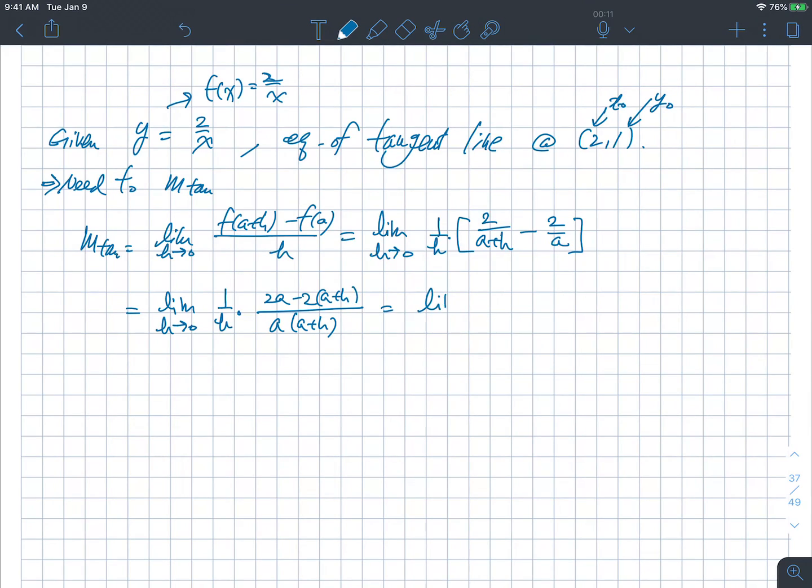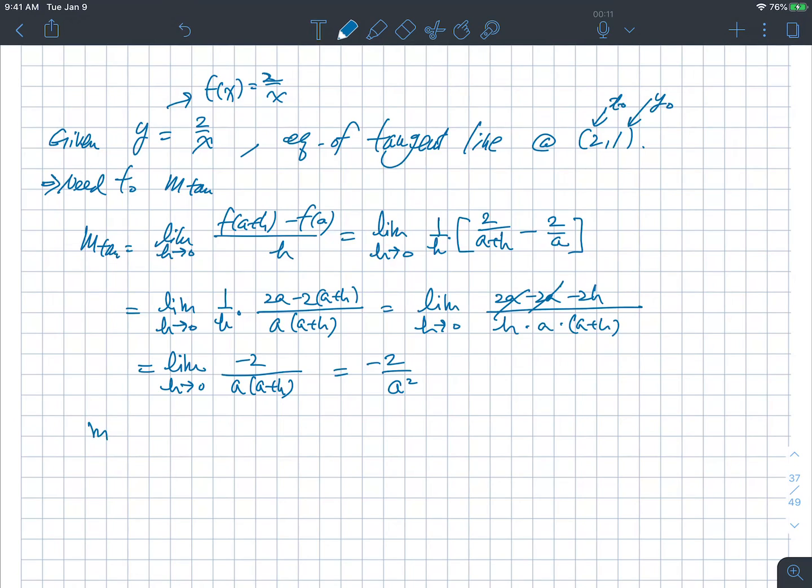When you expand that out, let's just do it one at a time. That's going to give you 2a minus 2a minus 2h, over h times a plus h. They cancel. And what else cancels, guys, at this point? Well, h will cancel. So what that means is that we're going to have the limit as h goes to 0 of negative 2a over a plus h. It is at this point that we could plug in for h. When you do that, it gives you negative 2 over a squared. So the equation for the m tangent is negative 2 over a squared.